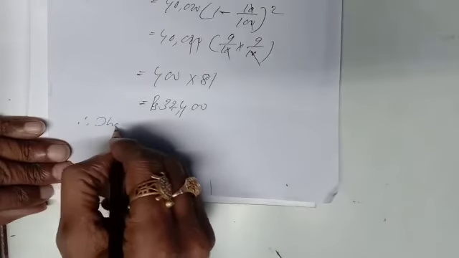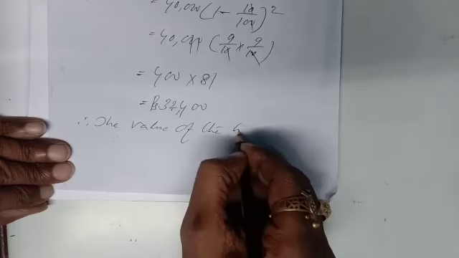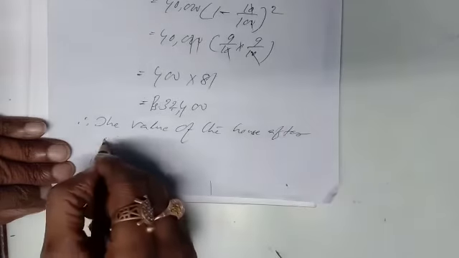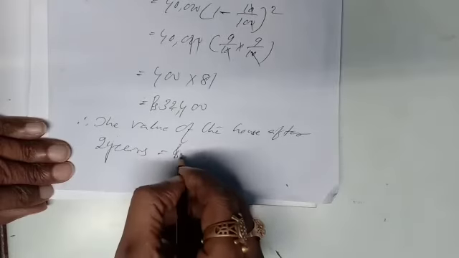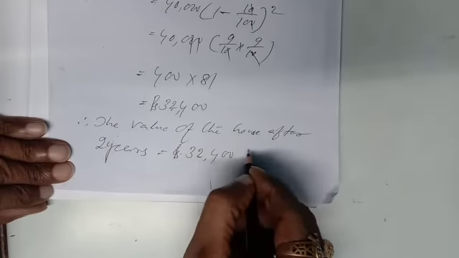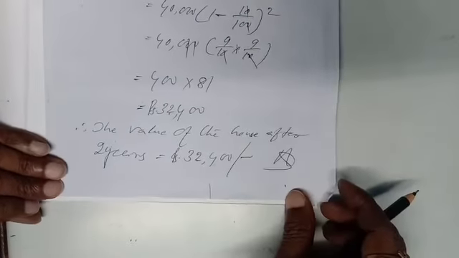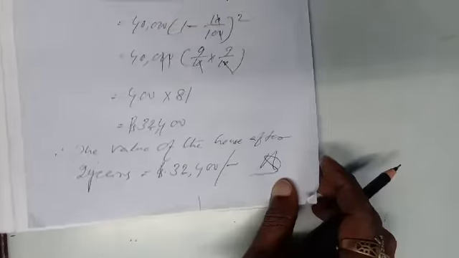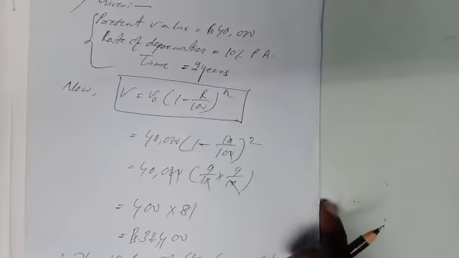The value of the house after 2 years is equal to rupees 32,400. This is the answer of question number 1. I hope it is clear for you. This is fully a depreciation sum. Question number 1, exercise 2C.